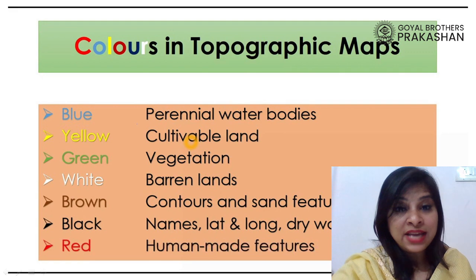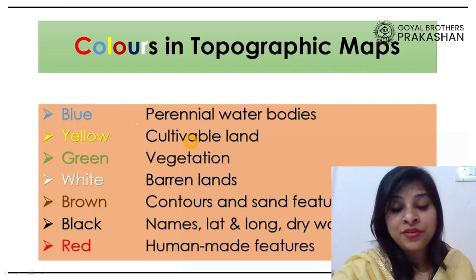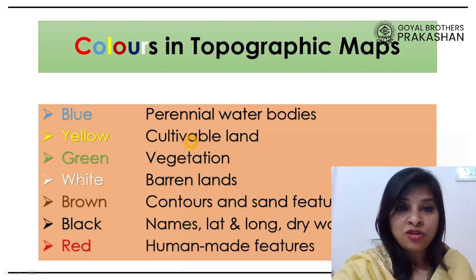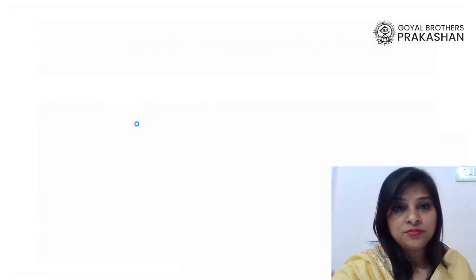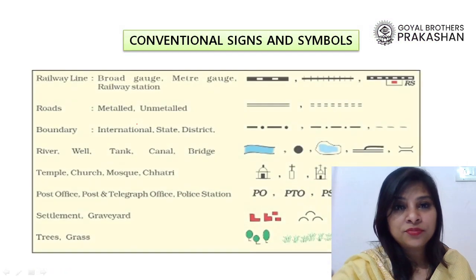Black for names, for latitude, to draw latitudes and longitudes, for dry water bodies. So that is with black. Red, human made features like huts, and even the grid is made. Okay, that means the eastings and the northings are drawn with red color only. So red, any human made features.